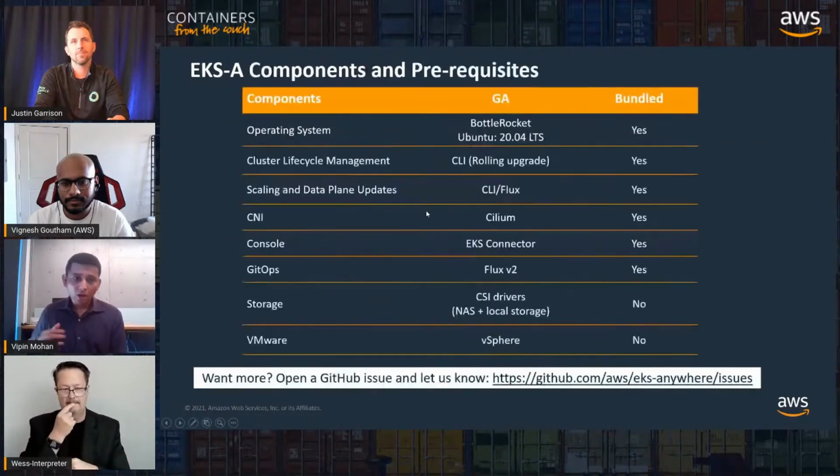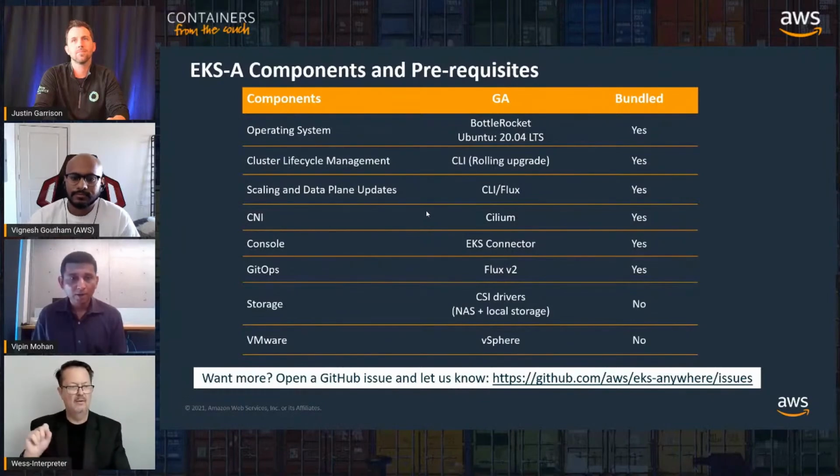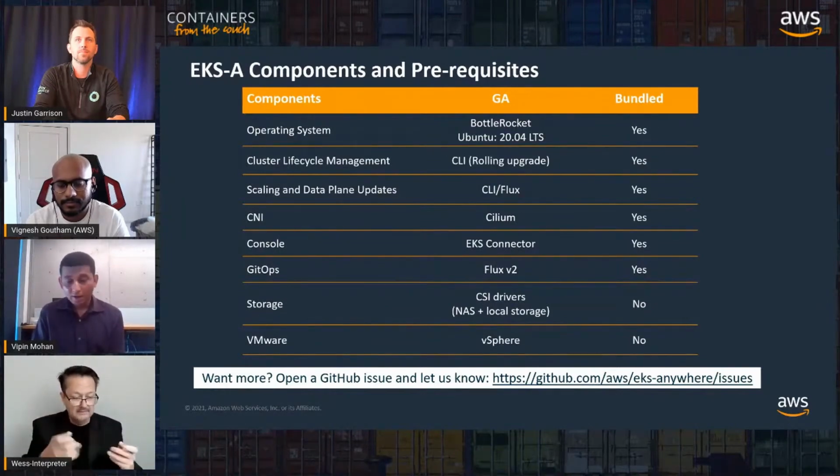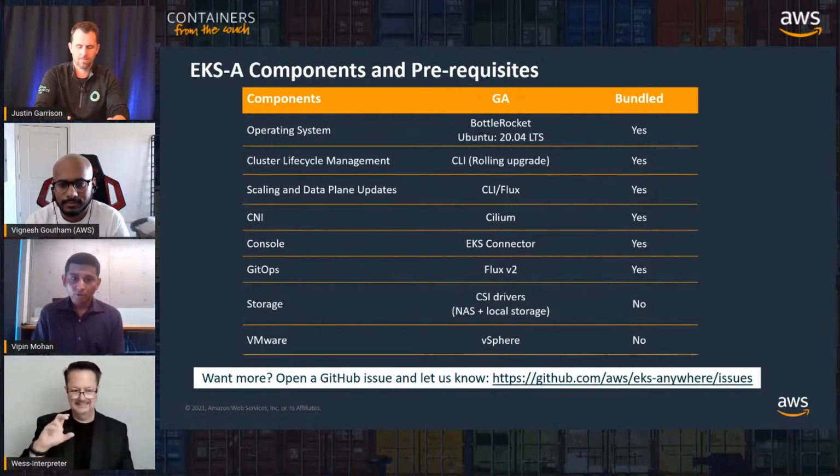We talked about the components throughout this talk today, but I just want to quickly summarize. You get some operating systems that we're bundling. We're looking to add more options to that, so let us know if you have any specific requirements. Cluster lifecycle management, as well as scaling and data plane upgrades, you get through Flux right now. For CNI, we have Cilium, and for GitOps, there's a Flux v2 controller.